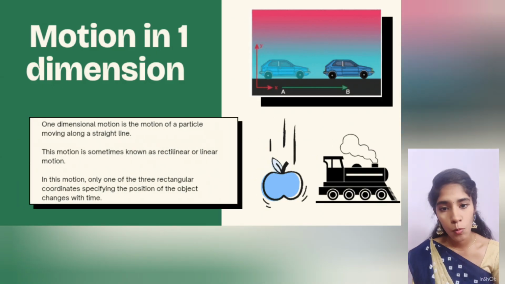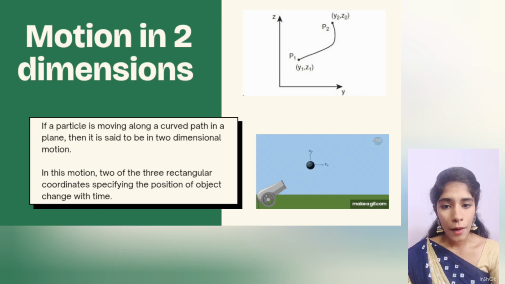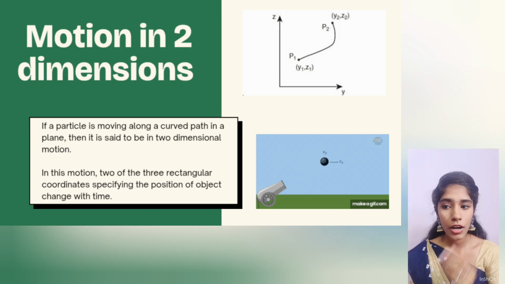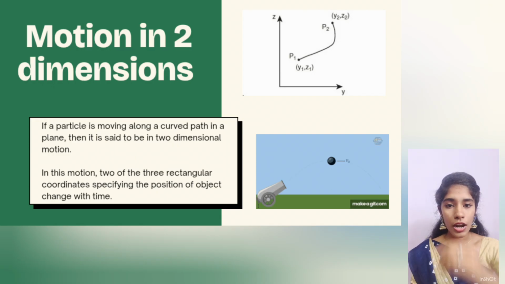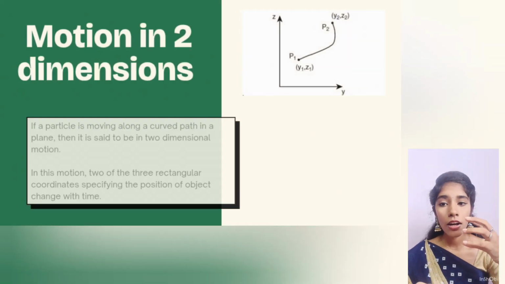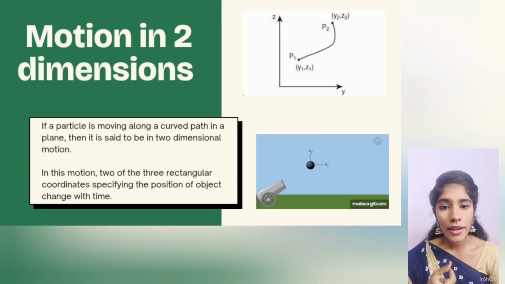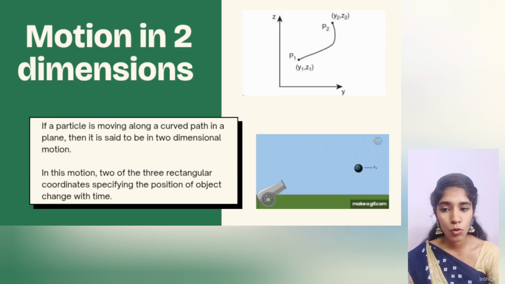It equals motion. So, motion in two dimensions. If a particle moves along a curved path in a plane, then it is said to be in two-dimensional motion. Let's talk about projectile motion. It travels from one position to another position. Like in this y and z plane, the two coordinates play the major role. So x is at rest and y and z, these two coordinates, are used, so it is in two-dimensional motion.